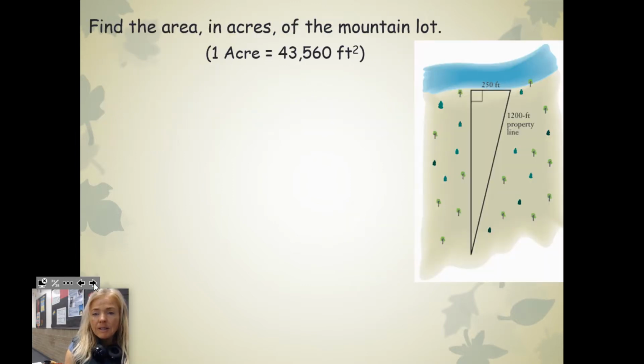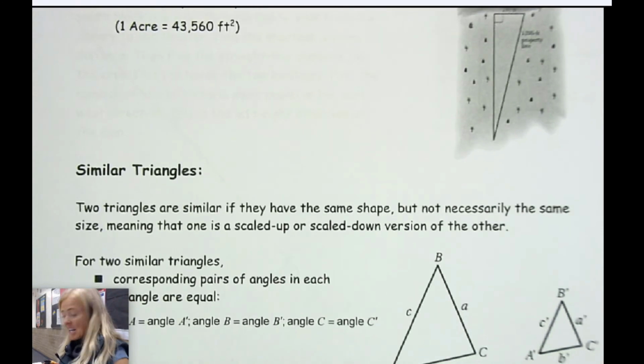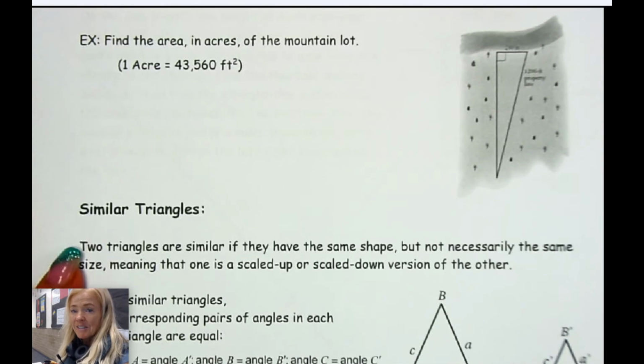Now, if we're finding area, we're going to combine a few things that we know already. If you're finding the area in acres of this mountain lot, we have to be careful to note that 1 acre is 43,560 square feet. So in that example, and again, I can't write on this, so I'm going to go back and forth lots of times. It's kind of like a dance. Find the area in acres of the mountain lot.